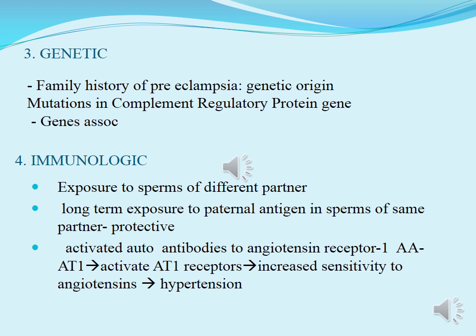What confirms this theory is that they found that exposure to sperm of different partners reduces the risk of PE, while long-term exposure to the paternal antigen in sperm of the same partner gives a protective mechanism. And they found activated autoantibodies to angiotensin receptors, AT1 receptors, which increase the sensitivity to angiotensin, which leads to hypertension.